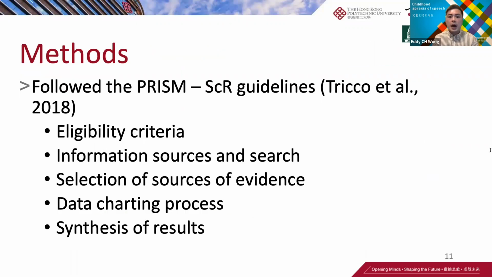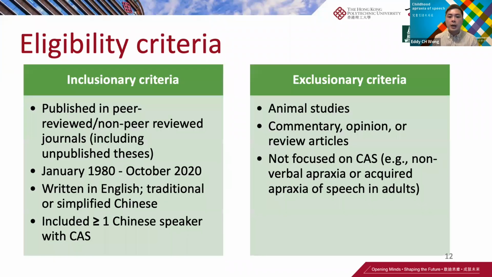This review followed the PRISMA Scoping Review guidelines and is divided into 5 parts. For the inclusion criteria, articles published in either peer-reviewed or non-peer-reviewed journals were included. We especially included unpublished master's or doctoral theses. The article or thesis should be published between January 1980 and October 2020. They were written in English, traditional or simplified Chinese. The study should include at least 1 Chinese speaker with CAS, and the exclusion criteria were also listed here on the right.